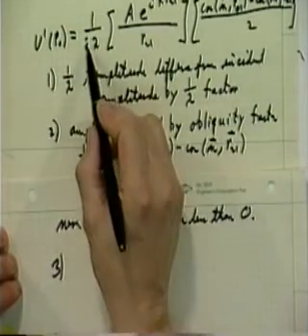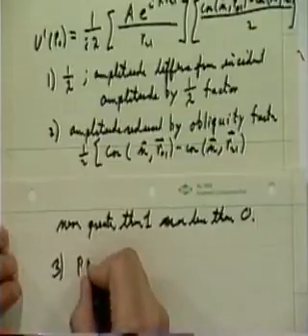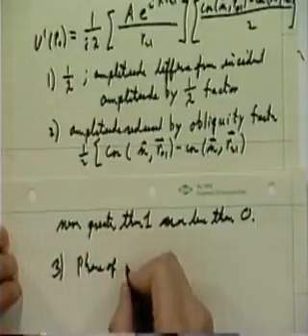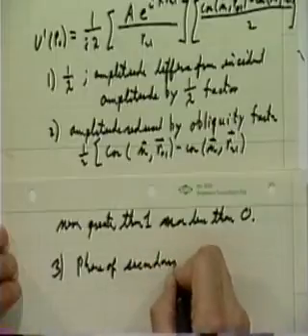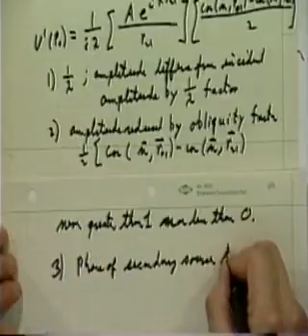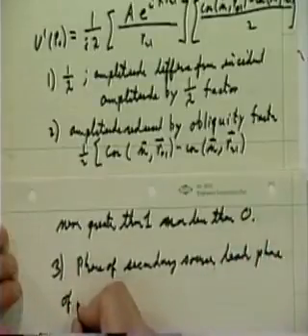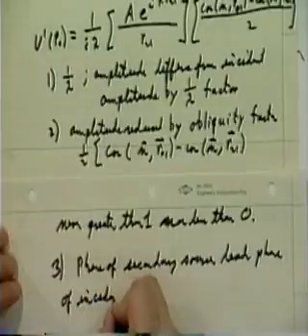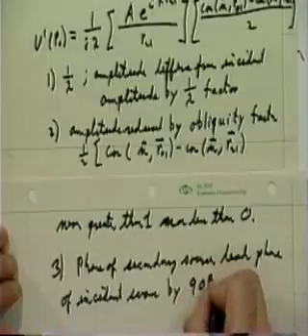And then the third thing, what have I left out here? Well, we have this 1 over i factor here. And so the phase of the secondary sources leads the phase of the incident wave by 90 degrees. Okay.